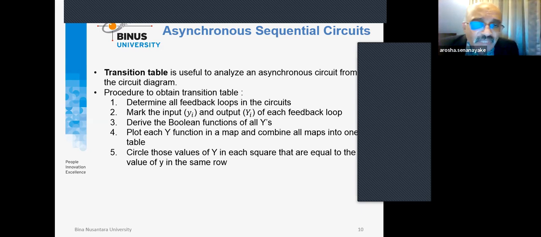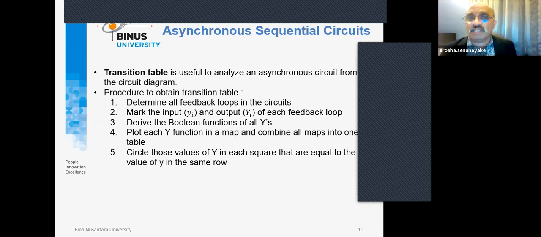In that way, the transition table determines all feedback loops in the circuit. Mark the input simple Y1 and the output capital Y1 of each feedback loop. Derive the Boolean function for all Y's, as you would have done in a combinational circuit. Plot each Y function in a map and combine all maps into one table. Circle those values of Y in each square that are equal to the value of y in the same row. These are the steps you have to follow to get the transition table done.